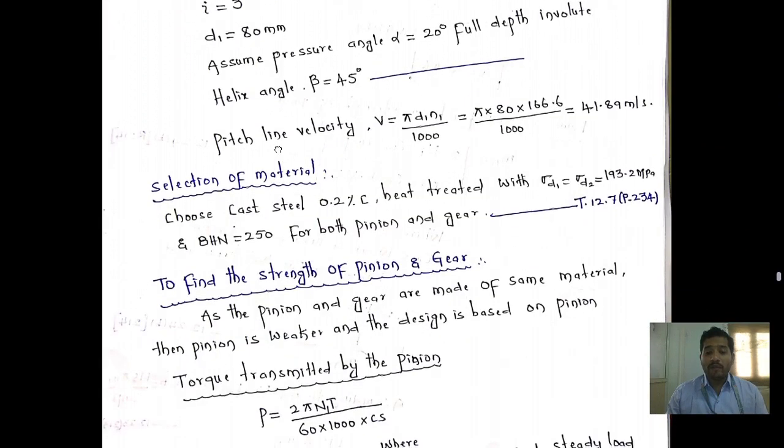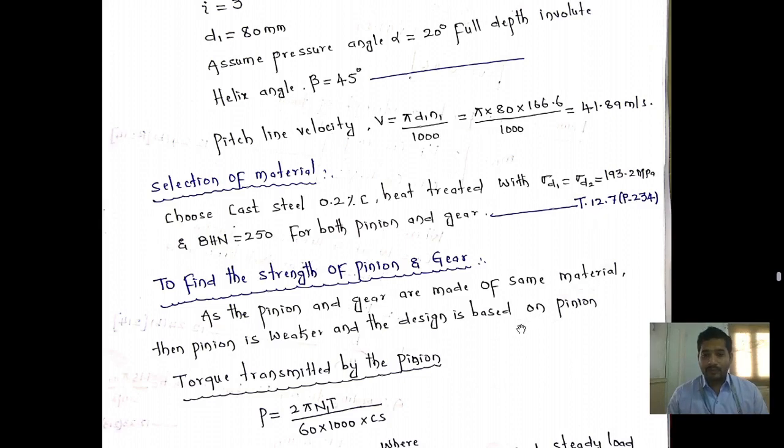After getting the value of pitch line velocity, we need to know what is the static strength of the pinion and what is the static strength of the gear. We need to find this out because the pinion and gear are made of the same material. For that reason, you need to select cast steel 0.2% C heat treated, with the static strength of the pinion equal to the static strength of the gear equal to 193.2 megapascal. Clear? And the Brinell hardness should be 250. So we have to refer for both pinion and gear. So you have to refer to table number 12.7 and page number 234.